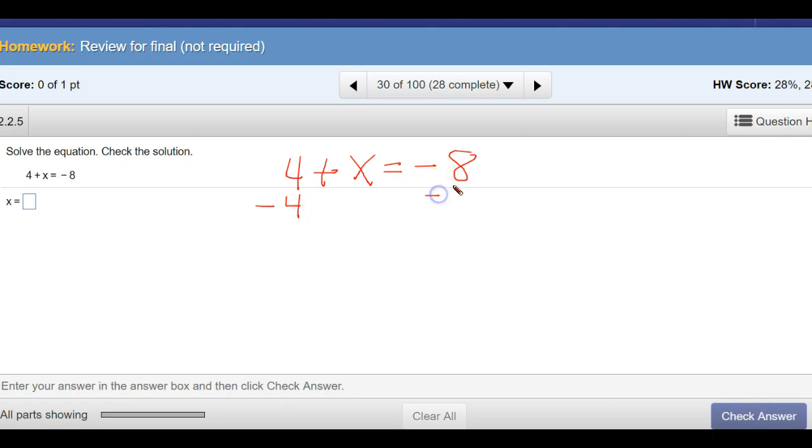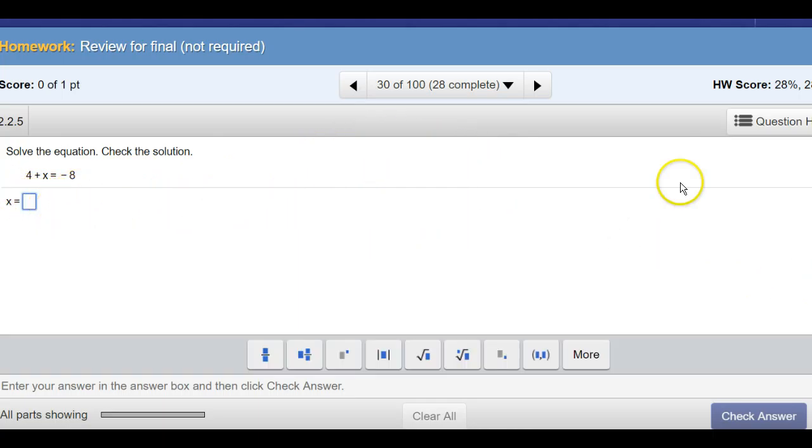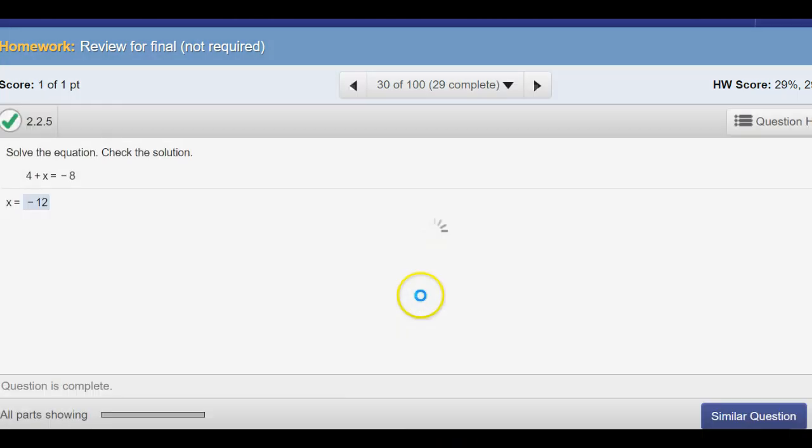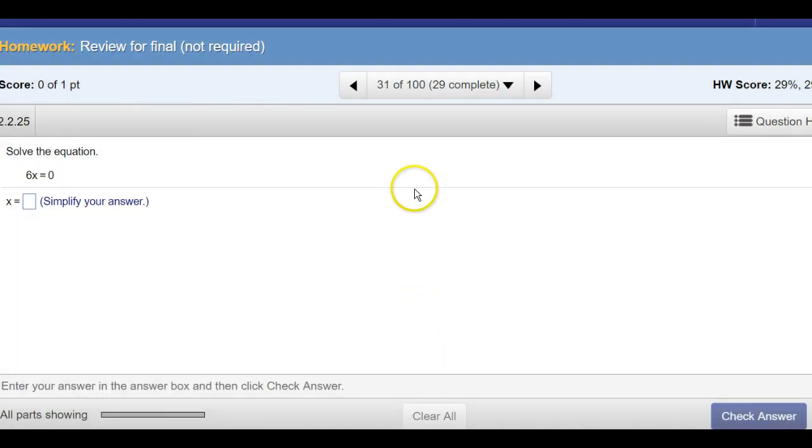Minus 4, x equals negative 12. Or you could have just transposed the 4 and got a negative 4 on that side. Again, you want to give it your best effort and have it correct. All right, so x equals negative 12. Write the example down and number them, of course.